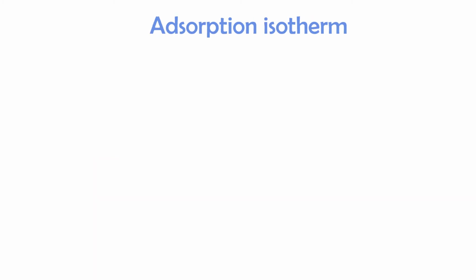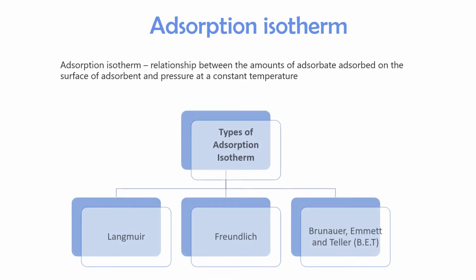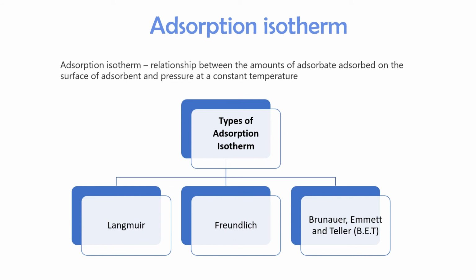Adsorption isotherm is the study on the relationship between the amounts of adsorbate being adsorbed on the surface of adsorbent and its pressure at a constant temperature. So here we have three types of adsorption isotherm. The first one is the Langmuir, the second one is the Freundlich, and the third one is the Brunauer, Emmett, and Teller, what we call as BET. These are the adsorption isotherms that were found by the scientists previously.